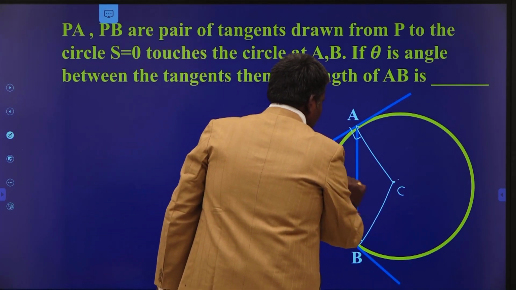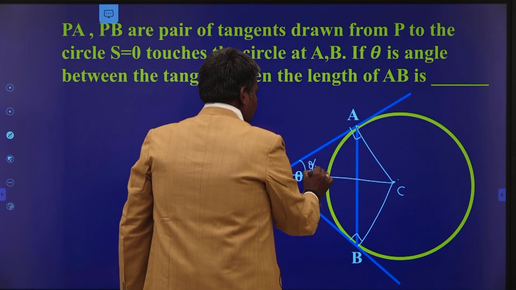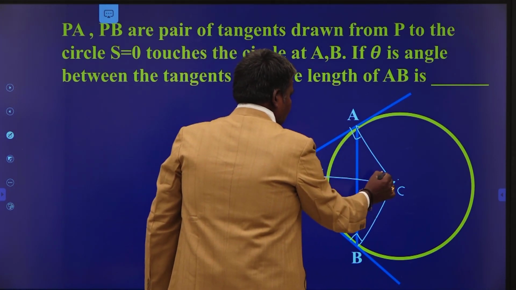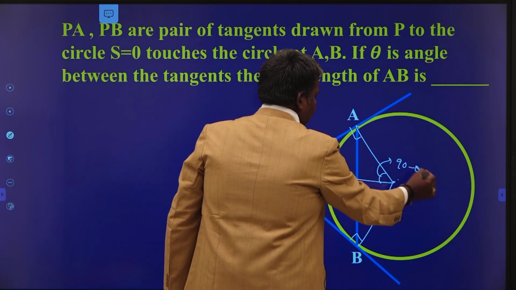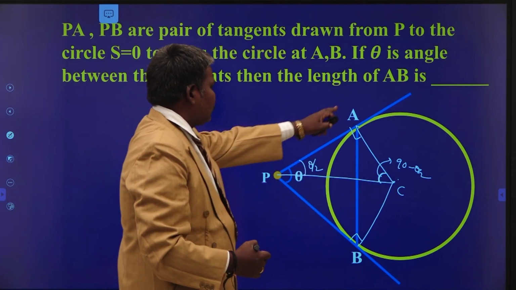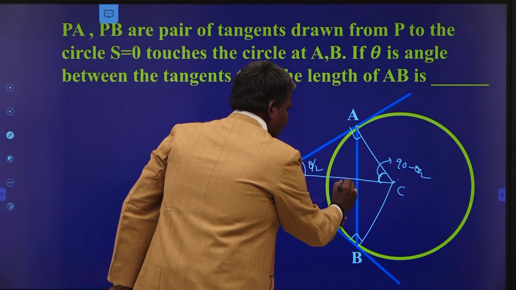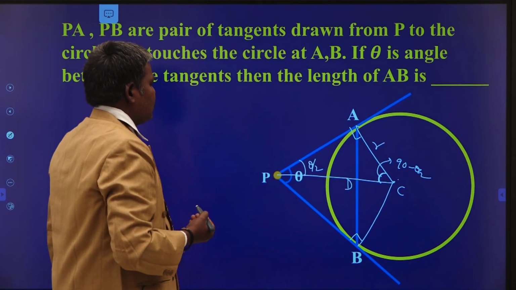Now join C to P. This becomes 90 degrees, that is theta by 2. If it is 90, automatically this is what? 90 minus theta by 2. So we obtain this angle. We have to find out the length of AB. Suppose this is D. What is my radius? The radius of the circle is say R units.